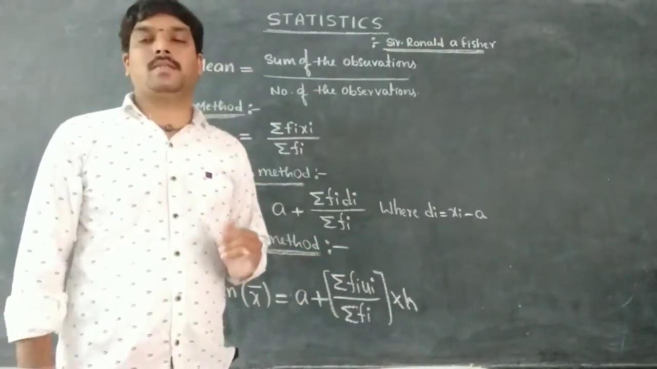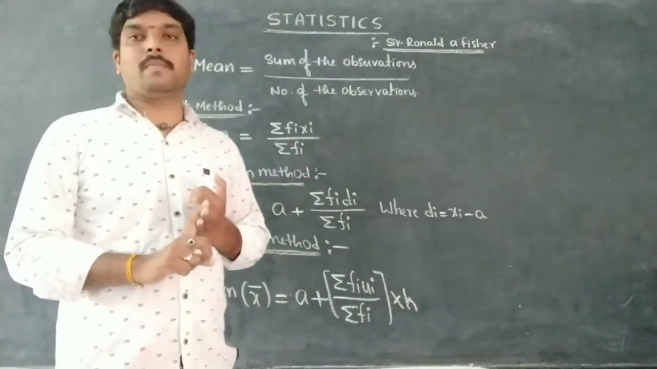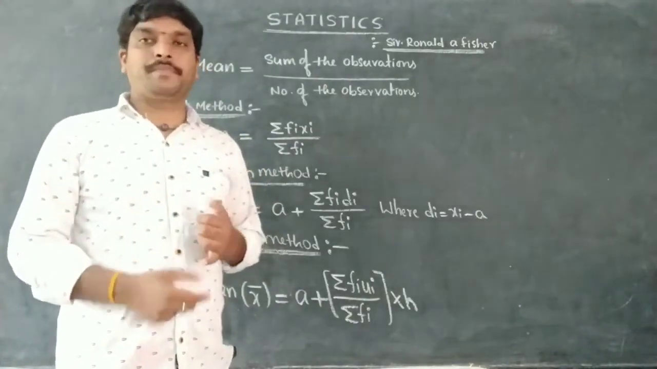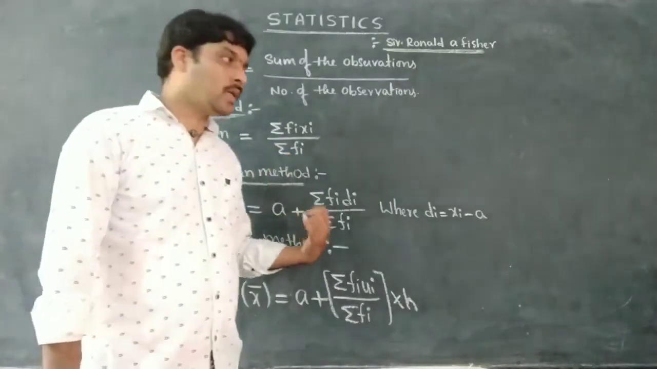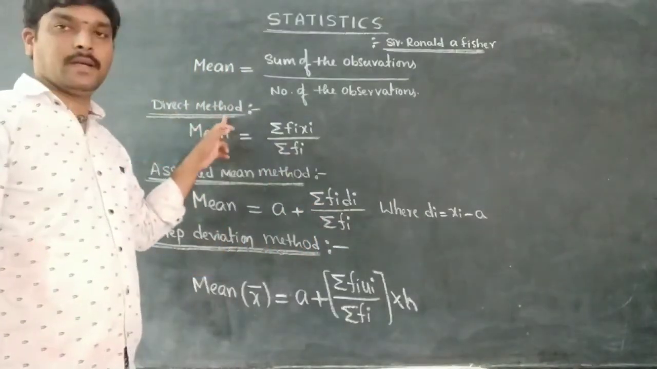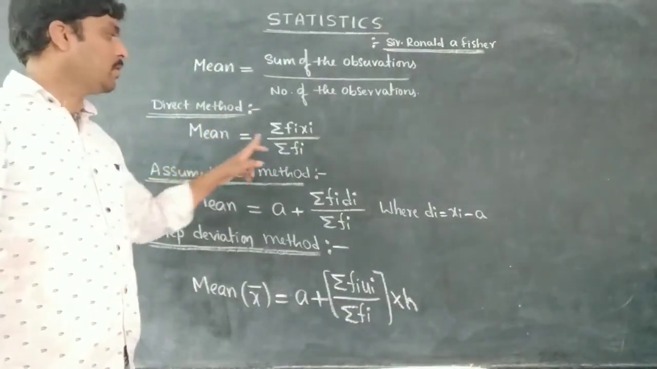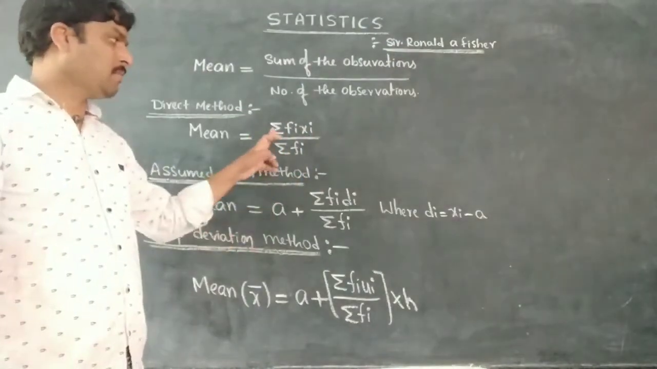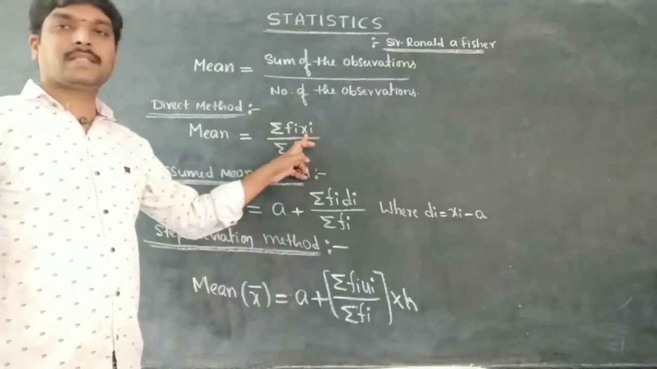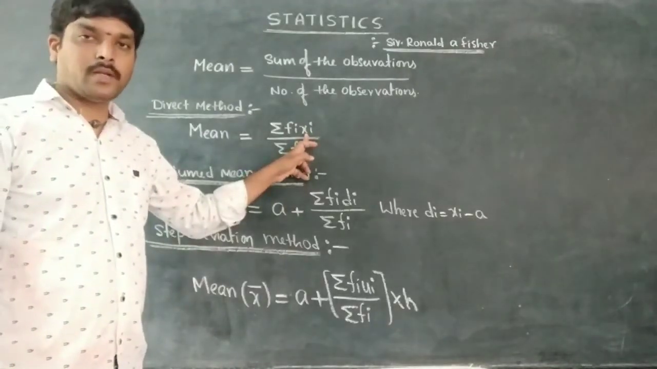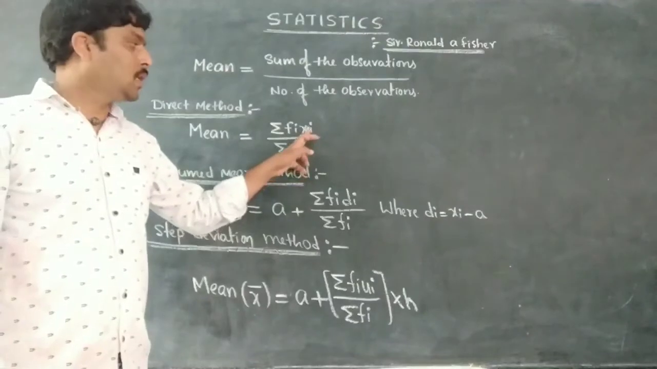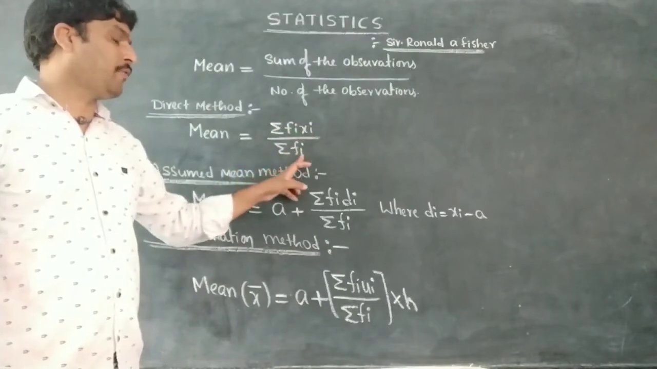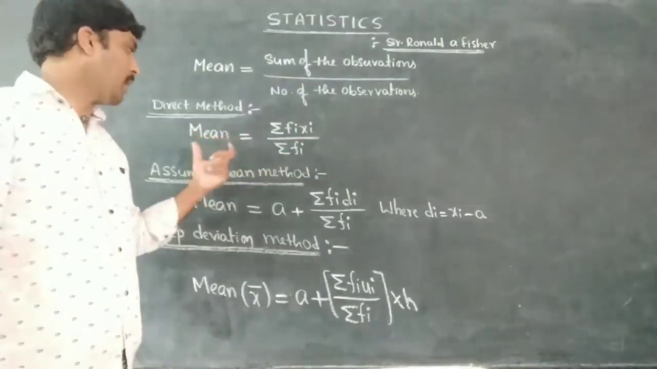Next, for finding mean we have 3 methods: direct method, assumed mean method and step deviation method. For each method we have 1 formula, so I wrote 3 formulas on the board. See once. First, direct method to find mean. Mean is equal to sigma fi xi by sigma fi. Sigma fi means total frequency. Xi means mid values, which we learnt about in lower classes. Mid value is nothing but class mark. This is the direct method formula to find mean.